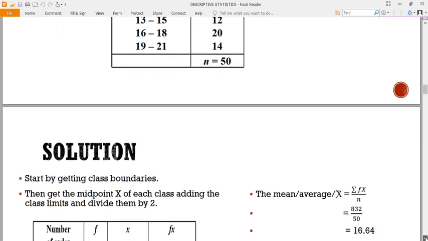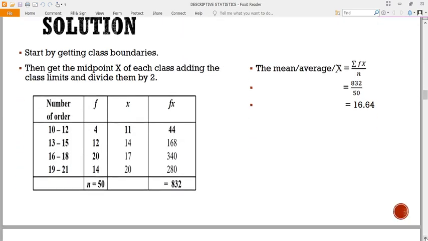So to get the mean for grouped data, the mean is always either the mean, the average, or x bar. And it is given by the formula summation of fx over n. N means the total population, so the total of the frequency is always our n. And fx, x are the limits or middle point. So x will be the summation of the lower and upper boundary, and then divide by 2.